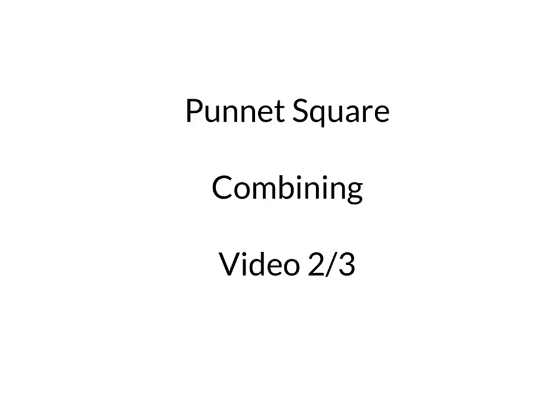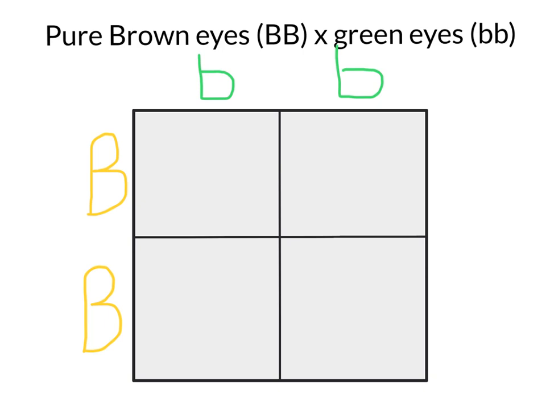Okay, video 2 will be about combining the genotypes of each parent in our Punnett squares when doing a Punnett square cross. Now we're going to combine the two parents from the first video in our Punnett square. Over on the left-hand side, we have our pure brown-eyed parent with two capital B's, one here and one here. And we have our green-eyed parent with two recessive traits, one here and one here.